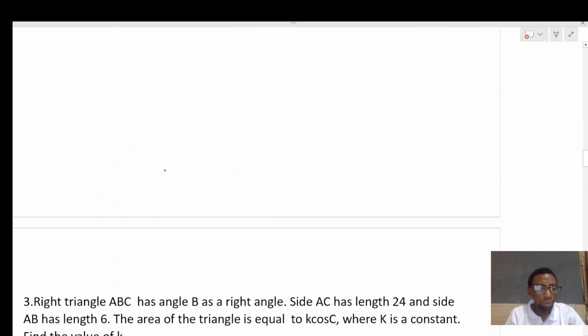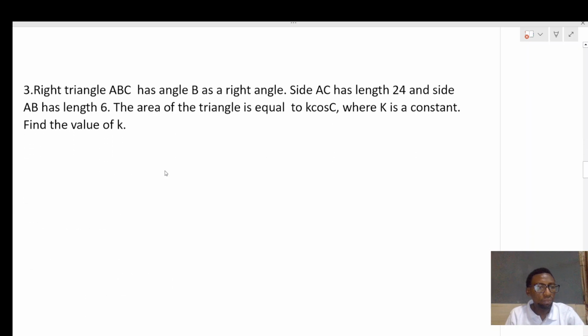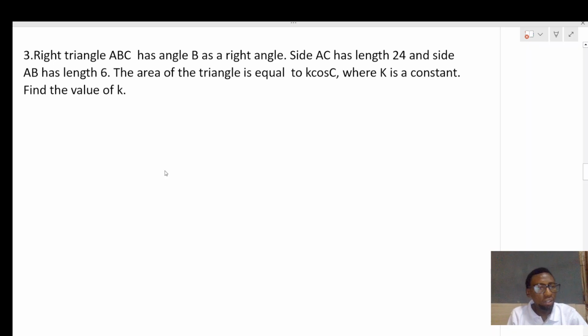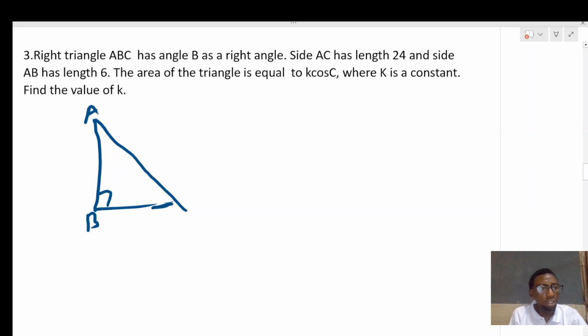Let's go to question 3. Question 3 says that right triangle ABC has angle B as the right angle. So let's say I draw a right triangle like this. This angle is 90. So the right angle is at angle B. I can label the other sides any way. So let me call this A. Let me call this C. Side AC is length 24. And side AB is 6.